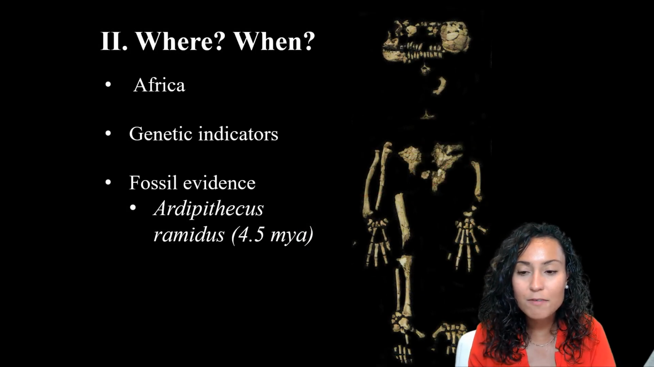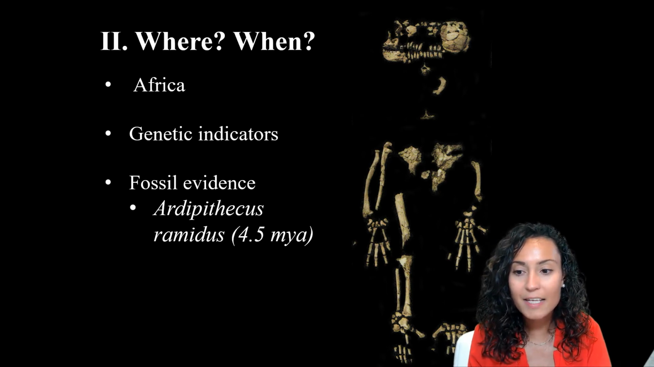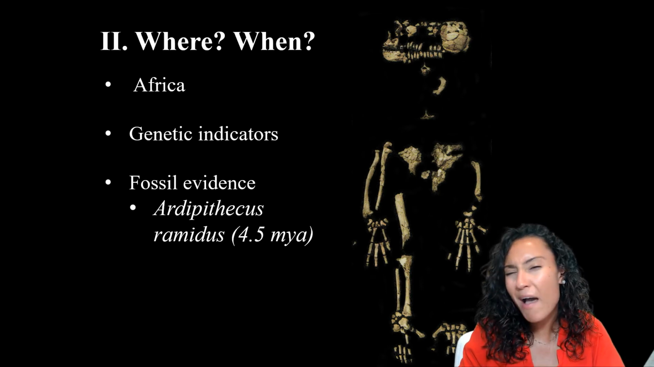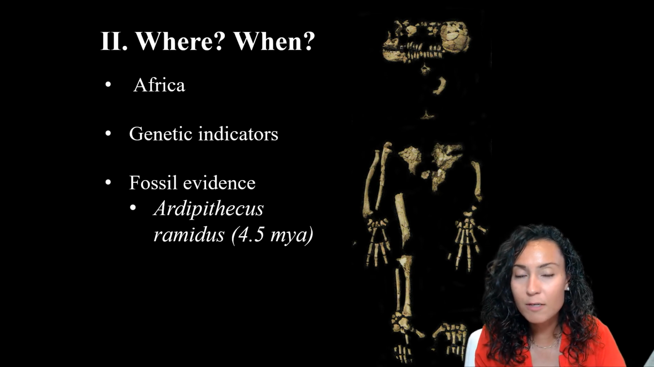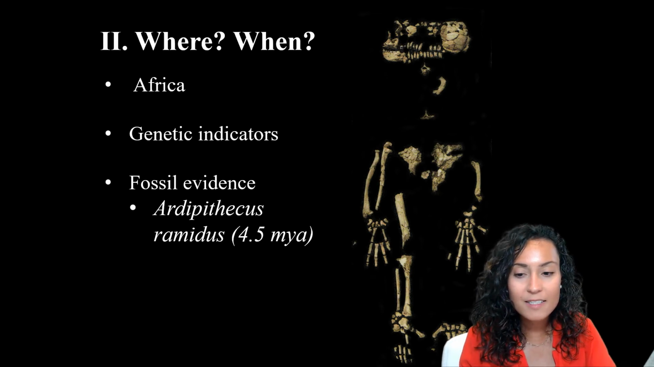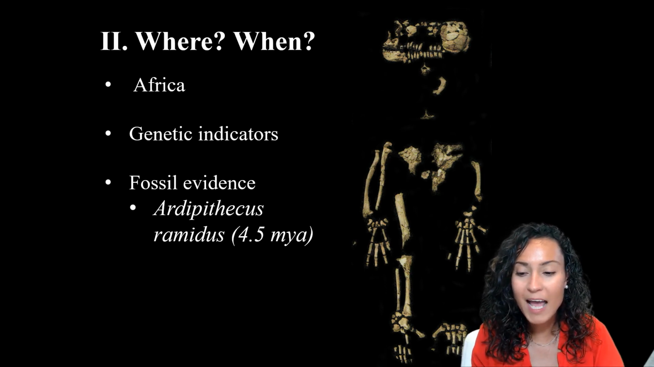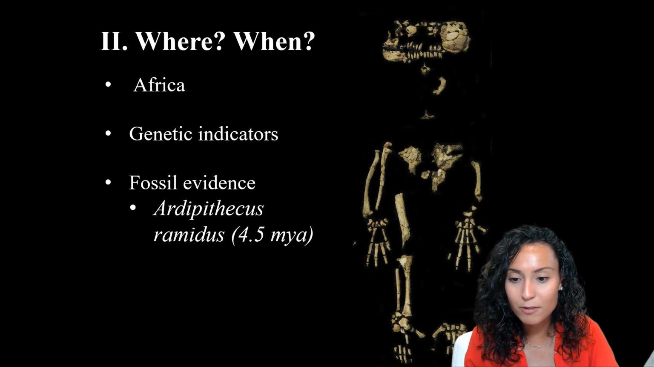This early fossil evidence was first reported by Tim White in 1994, at what he called the Aramis site. What White found was 17 individual bodies, basically dating to about 4.5 million years ago. What White was able to determine from these remains was that these individuals were bipeds, but had slightly different ways of getting around than anatomically modern humans.